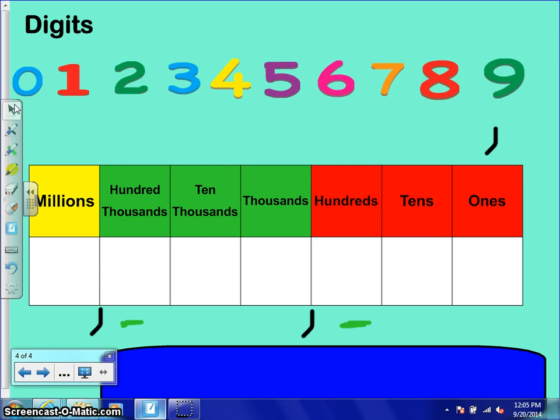And then I have millions here starting in yellow. And if we continue this chart, you would have 10 millions and also 100 millions. They would all be in yellow because that would be the third period. And then, of course, you could keep going on and on with billions and trillions. Okay? But we group our numbers in groups of 3 called periods.